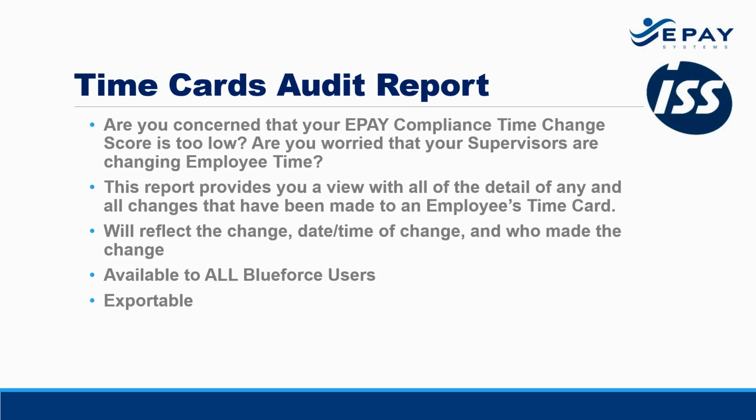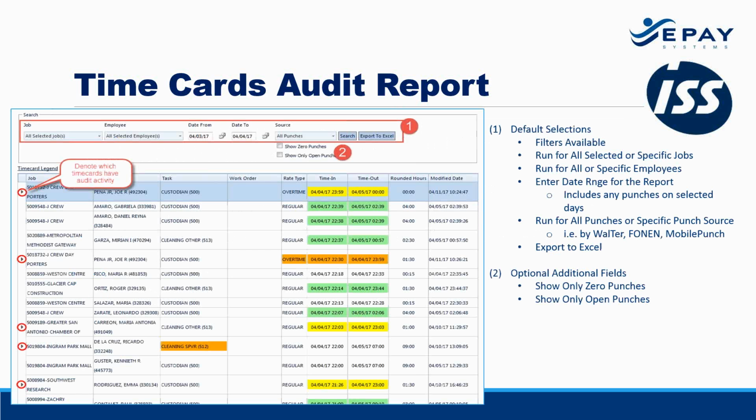But in any case, the time cards audit report will provide that information. It's going to reflect the change, the date and time of change, and actually who made the change. So it kind of gives you all that detail. And once again, this report is available to all Blueforce users, and is exportable as well. So when you go through this report, and I'll just briefly go through it, it looks very similar to the time card report at the top of the screen. We have some filters. You can choose the job.